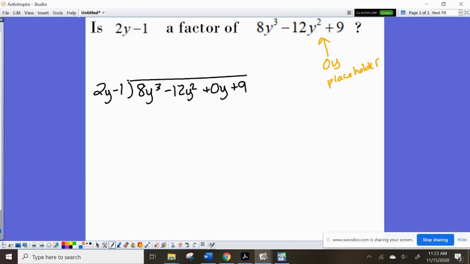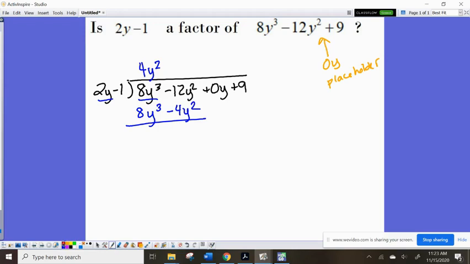As we do our division, again, we're going to look at the first term of the divisor and the dividend and ask what we need to multiply to make those match. What do we multiply by 2y to get 8y cubed? That answer is 4y squared. We multiply that by both parts of our divisor. We get 8y cubed minus 4y squared.